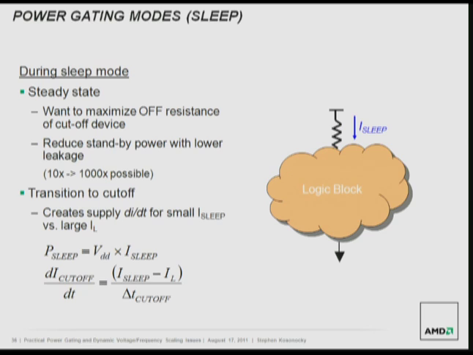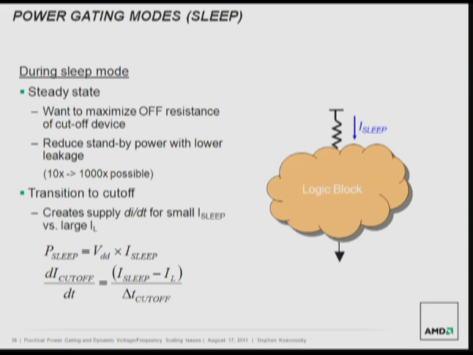Then during sleep modes, we really want to maximize the off resistance of the cutoff device and reduce the standby power that way. We could get reductions of 10x to 1,000x, and that trade-off depends on how much IR drop you want while that FET is on. Typically, I'll show 10 to 20x for high-performance processors. You've probably seen papers for mobile devices where they get 1,000, 2,000x, but then they have higher voltage drops during on periods because they don't care about the active or peak frequency as much.